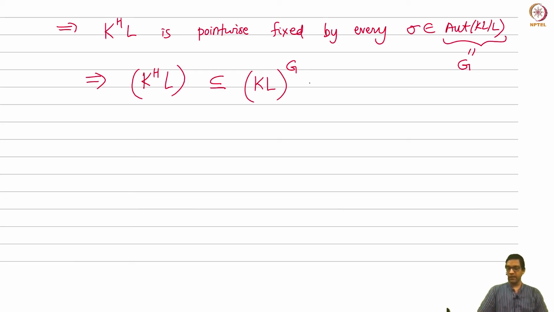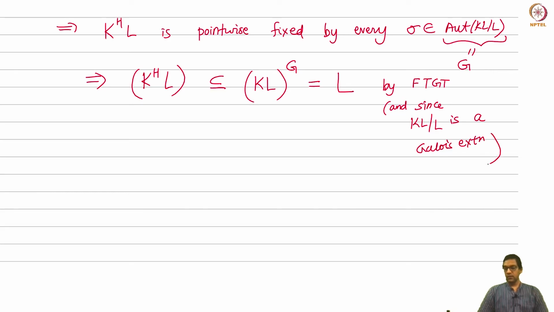But the fixed field of the Galois group is always just the base field L, by the fundamental theorem of Galois theory. We are also using the fact that KL over L is a Galois extension, and therefore the fixed field of the full Galois group has to be the base field. Okay, so what does that mean? It says KHL is a subset of L.